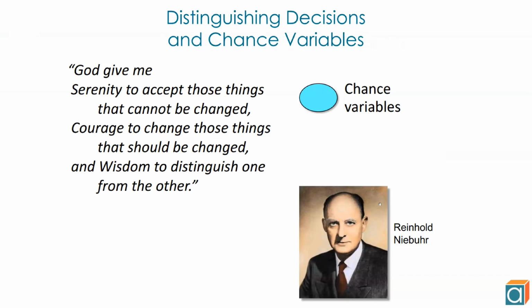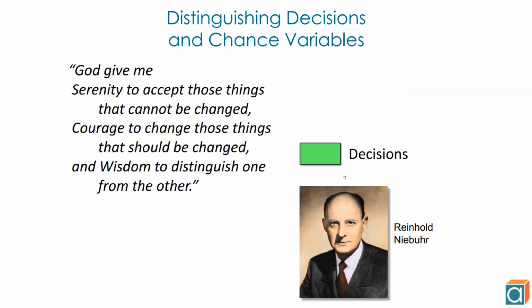A really important concept is distinguishing decisions and chance variables. A chance variable is something you do not have control over. It's random, like the weather. We don't have control over the weather. In any given hour of the day, there's some probability that it might rain. We would model the likelihood of rain or the event of rain as a chance variable.